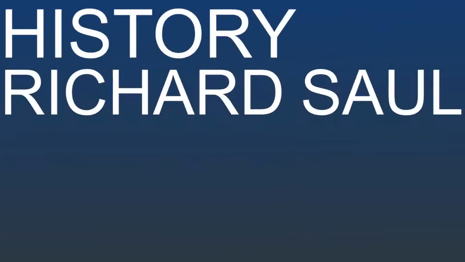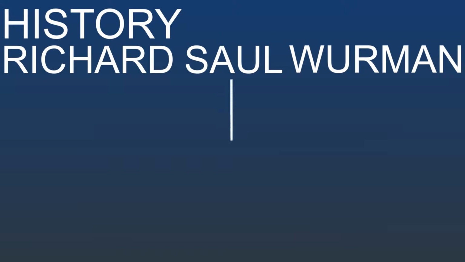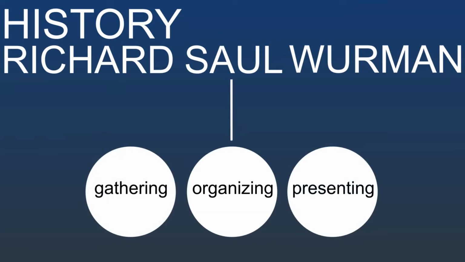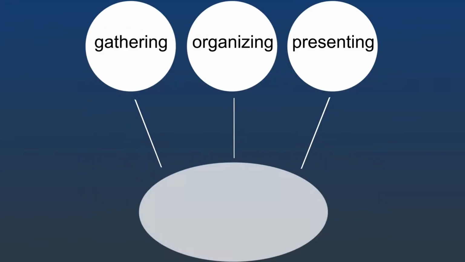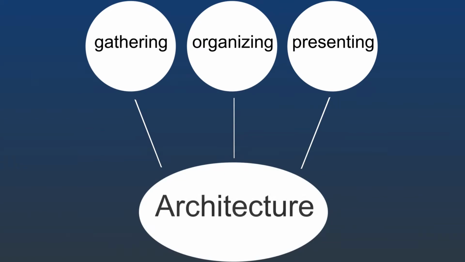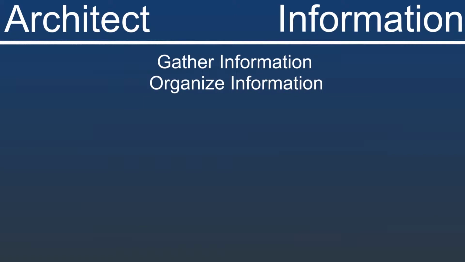Now, let's go through a bit of history. The term information architecture was coined by a man named Richard Saul Wurman, who saw the problems of gathering, organizing, and presenting information as problems similar to what architects face in their line of work. If we examine both an architect and an information architect, we see that they are very similar. They both gather information for their clients, then organize that information to prioritize what is most important, and then they design a system that will best fit their clients' needs.